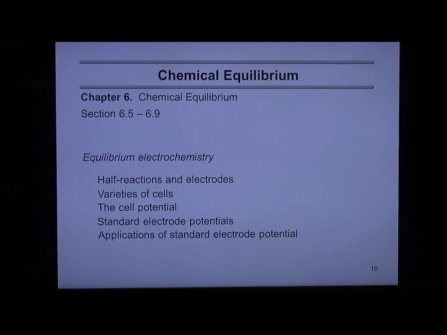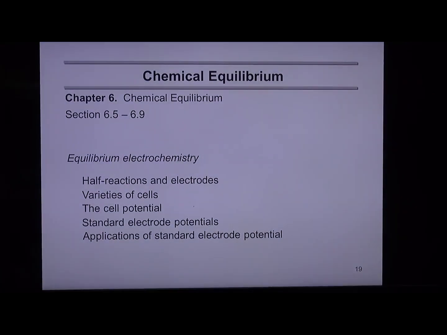Alright, so this is the end of section 6.4. Now move on to the final sections, 6.5 to 6.9. From sections 6.1 to 6.4, we discussed the general knowledge about chemical equilibrium. And we'll apply that knowledge to an important specific example, which is the electrochemical cell.